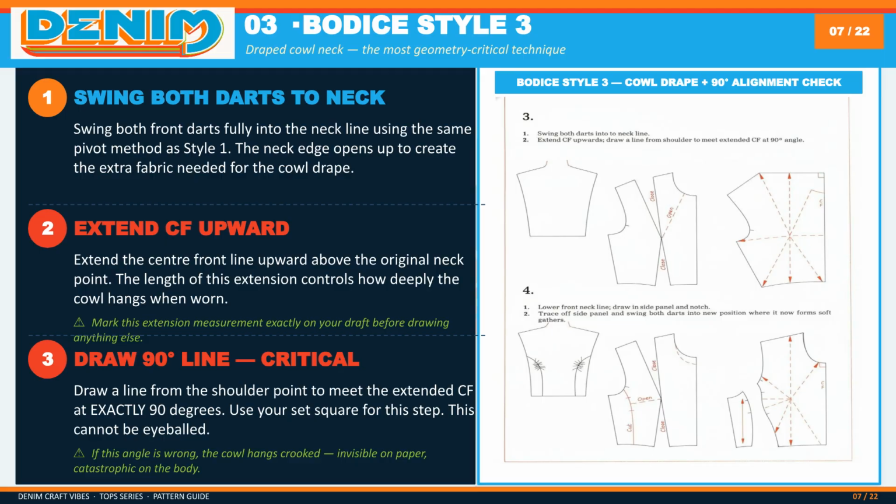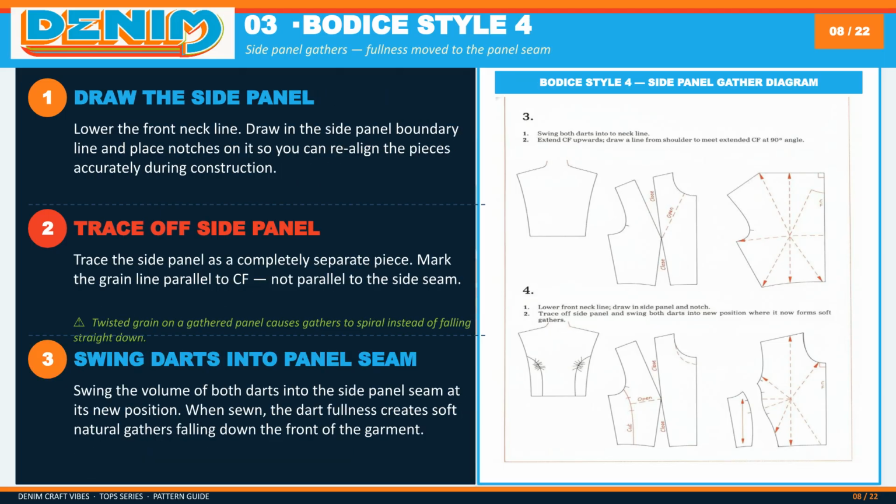For the cowl neck, begin the same way by moving dart fullness into the neckline. Then extend the center front and draw the new line at a clean right angle so the drape hangs correctly. For side panel gathers, separate the panel first, and redirect the dart fullness into that seam, so the shaping becomes part of the design line. Precision matters here. A tiny drafting error becomes a very visible fit problem.